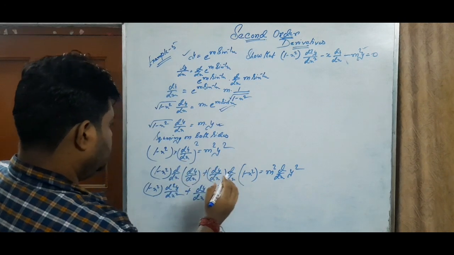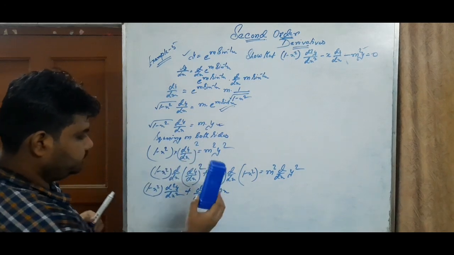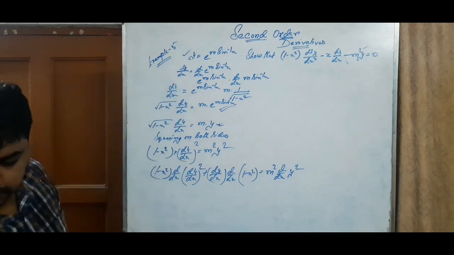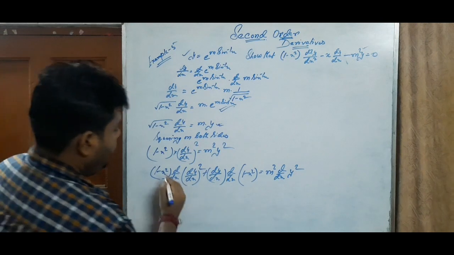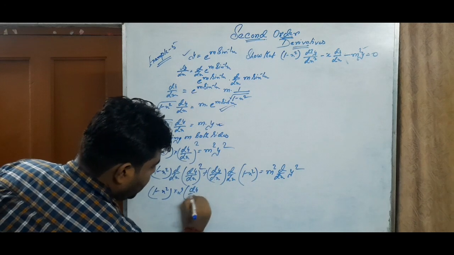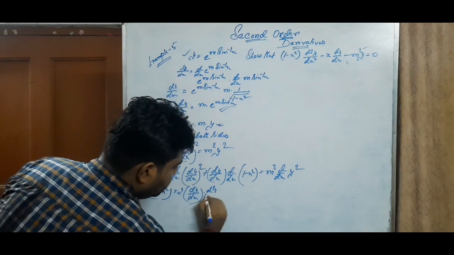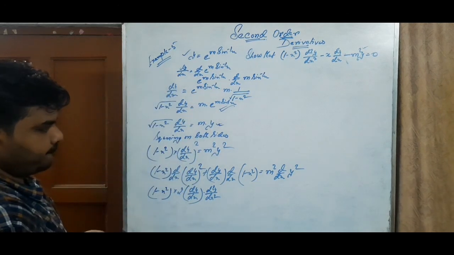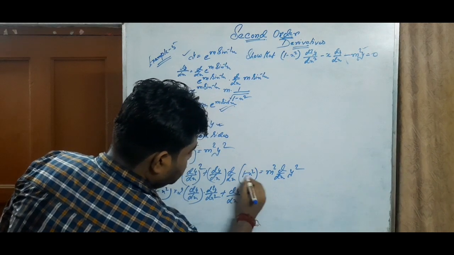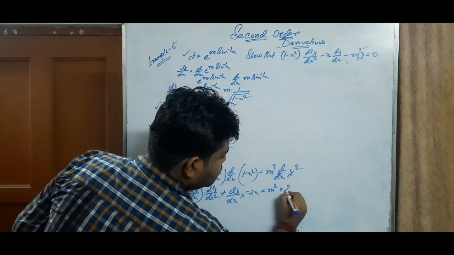Small thing. This is square. Sorry, here it was square. Now, one minus x square, it is 2 into dy by dx into d2y by dx square. Now plus dy by dx into d by dx of that, which is minus 2x, equals m square into 2y dy by dx.